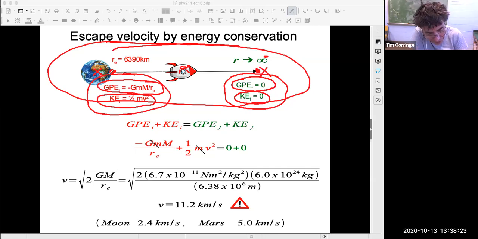But the point is that the total energy that I started with, gravitational and kinetic, must be equal to the final total energy that I end up with, gravitational and kinetic, because energy is conserved.